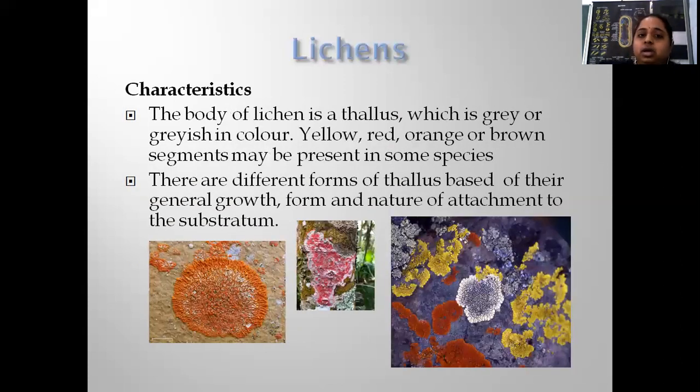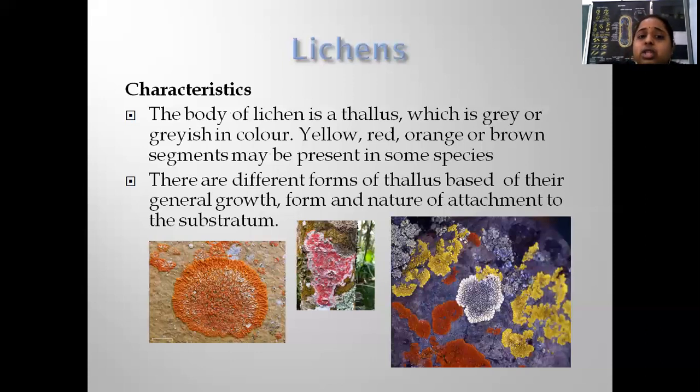So, the body of lichen is called thallus, which is an undifferentiated plant body or vegetative body. Usually lichens are gray in color, but some have pigmentation. Depending on the pigmentation, you find different colored lichens like yellow, red, orange, brown, but usually they are grayish.